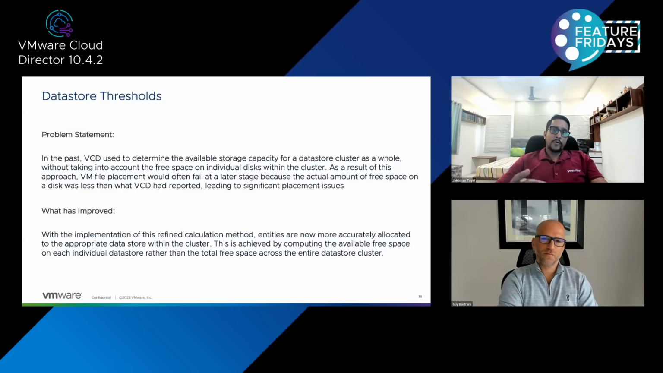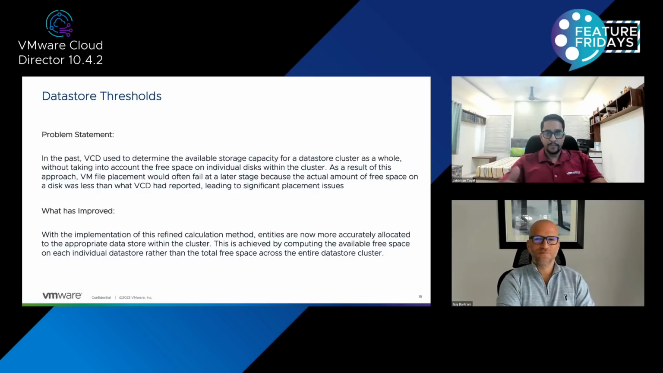Now, let's say I spin up a virtual machine, select that storage policy for creation of the virtual machine, and give 6 GB as my VM size. What will happen? VCD will say, oh yeah, I have 10 GB available. It's a 6 GB request, let's go ahead and create it. But if you go one level down, each data store only had 5 GB of free space. So after a certain amount of time, the task used to fail.